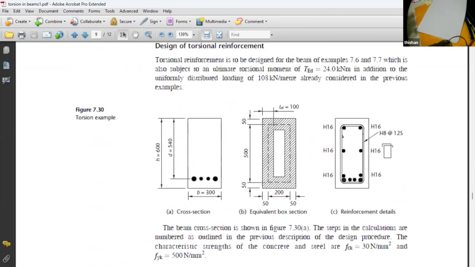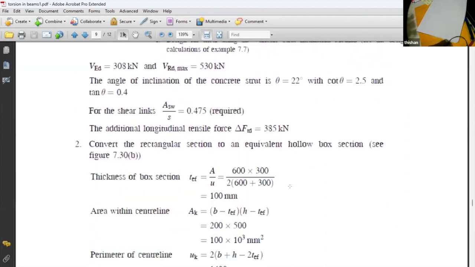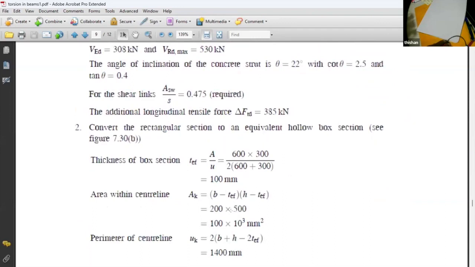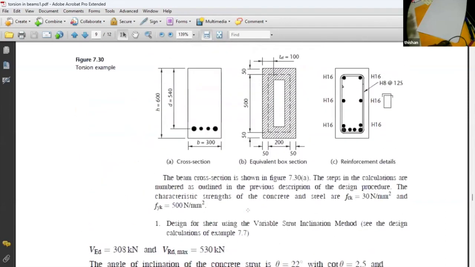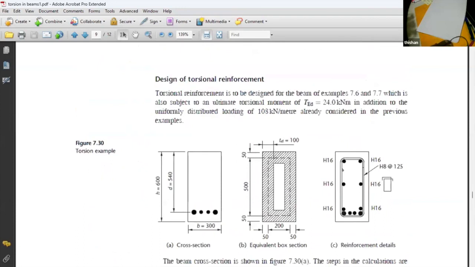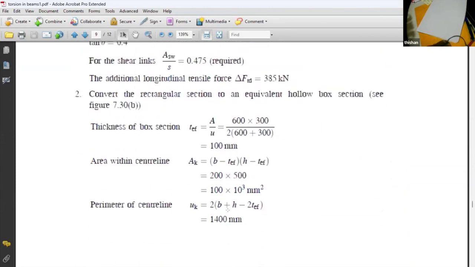Then we need another parameter, that is the centerline area. That area is 200 multiplied by 500. See here, 200 multiplied by 500. Then we need this perimeter. That perimeter is 200 plus 200 plus 500 plus 500, 1400. So that is also 1400. So those are the important parameters that we need to solve a problem. So now we have all the parameters that we need to solve this particular problem.